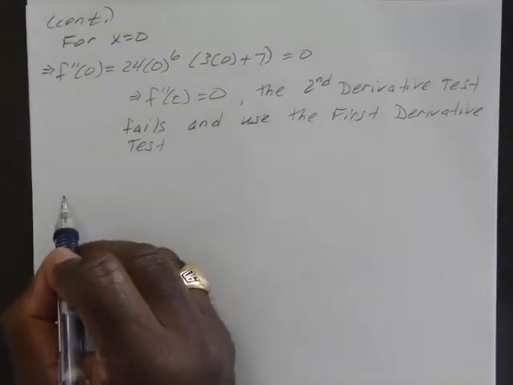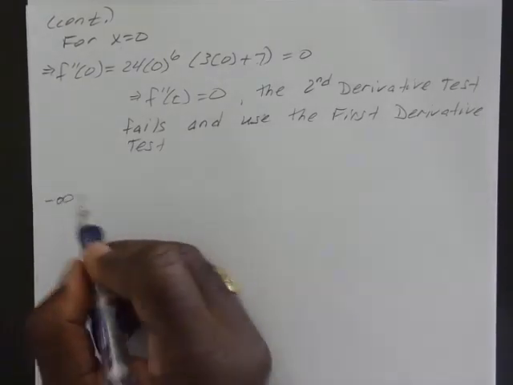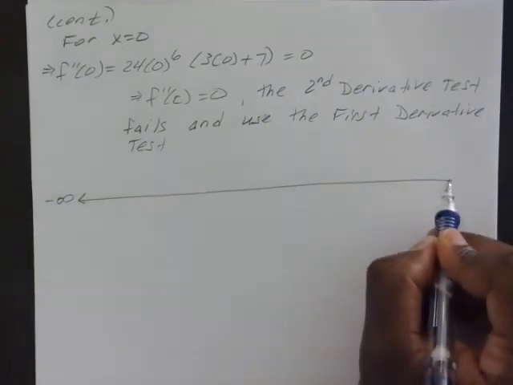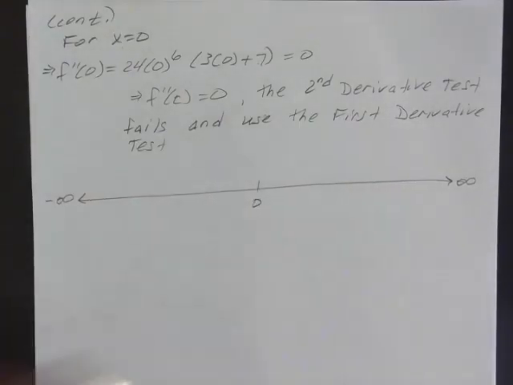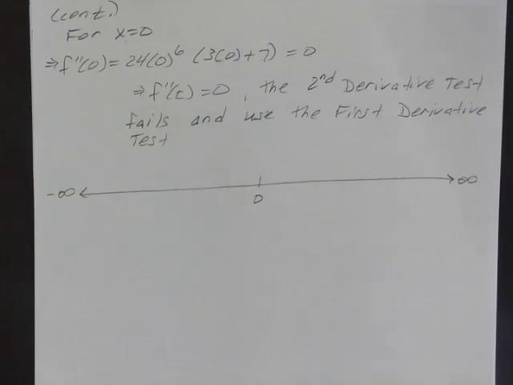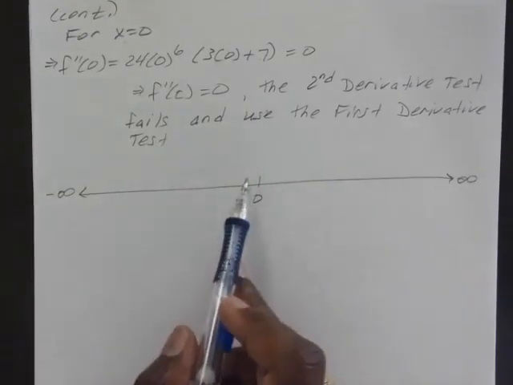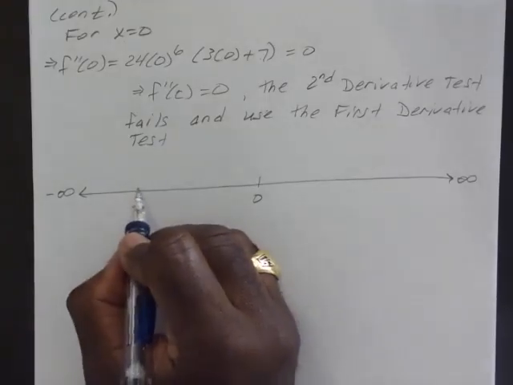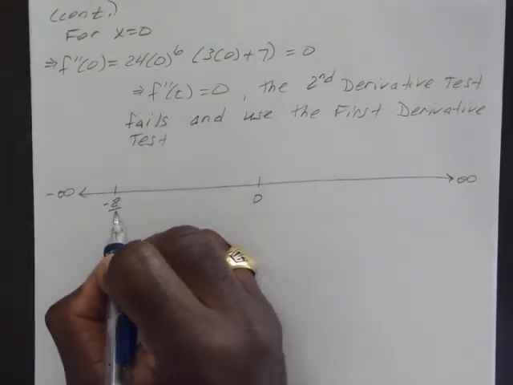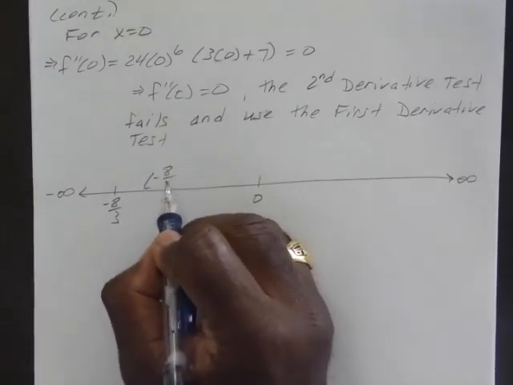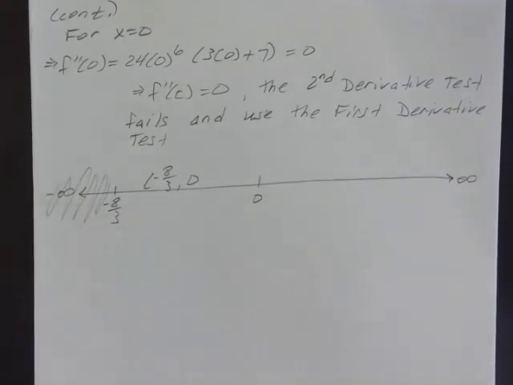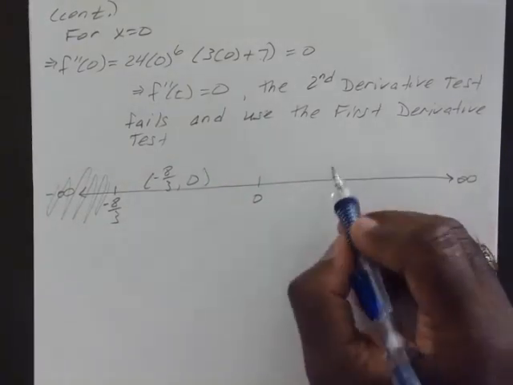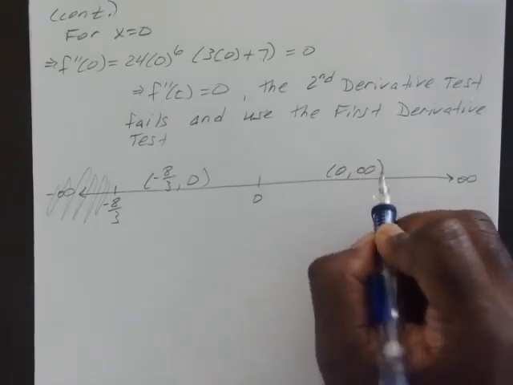So for this one, to do the first derivative test, we just have to worry about x equals 0. But we don't have to go all the way to -infinity. We just have to worry about -8/3 to 0, because we already know what goes on over here. And this interval is from 0 to infinity.